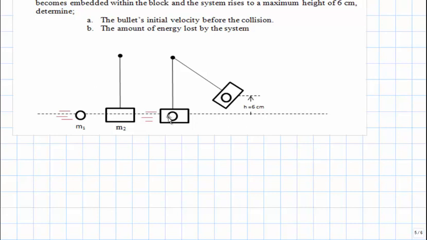As we noted earlier, these two positions are considered to be the same position. What happens after the collision is over? Well, this diagram represents the conclusion of the collision. And afterward, the bullet block system starts to travel upward and attains a maximum height that we've noted by h equals 6 centimeters. Once it attains maximum height, of course, the final velocity of the system equals 0.